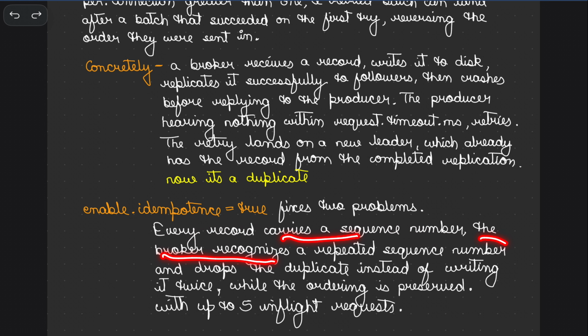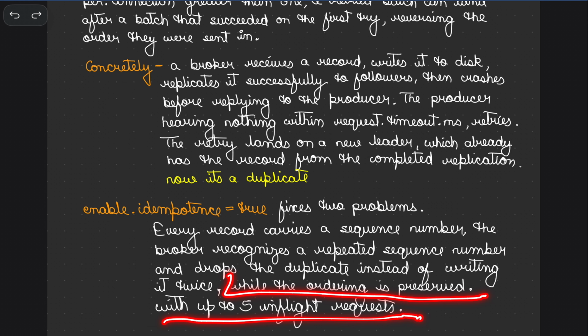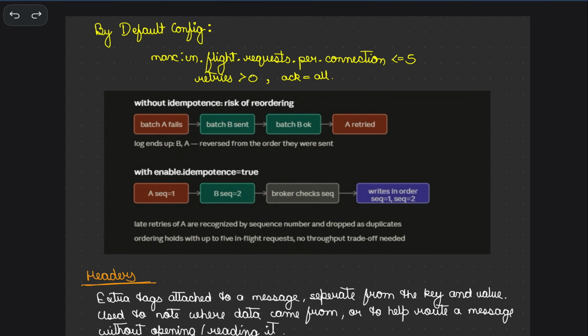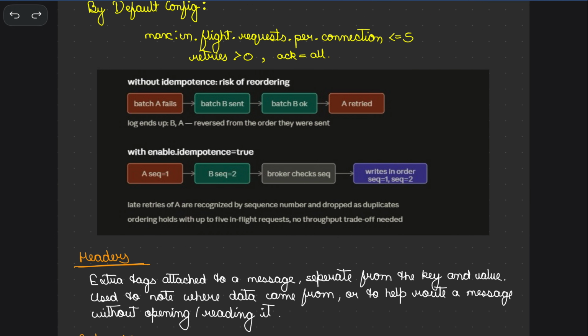The broker recognizes a repeated sequence number and drops the duplicate instead of writing it twice. If we send every record with a sequence number, the duplicate data problem is solved. That's the first thing, and ordering is also preserved with up to 5 in-flight requests. Those are the two problems solved by this configuration. I hope it is clear till here. By default, max in-flight requests per connection is less than or equal to 5, retries is greater than 0, and acks is equal to all. This is the default Kafka configuration.